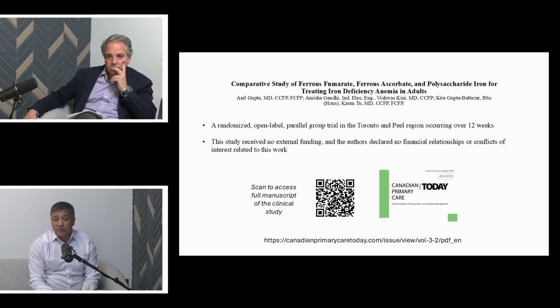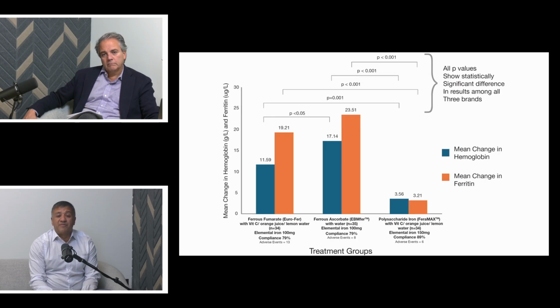Ferrous fumarate, EBMfer was the brand name, with 100 milligrams of elemental iron. Ferrous ascorbate, EBMfer was the brand name, with 100 milligrams of elemental iron and built-in vitamin C, and a polysaccharide iron which was Ferromax with 150 milligrams of elemental iron. Hemoglobin and ferritin were performed at baseline and once again at 12 weeks. The patients received the iron supplements at no cost. We funded this study.